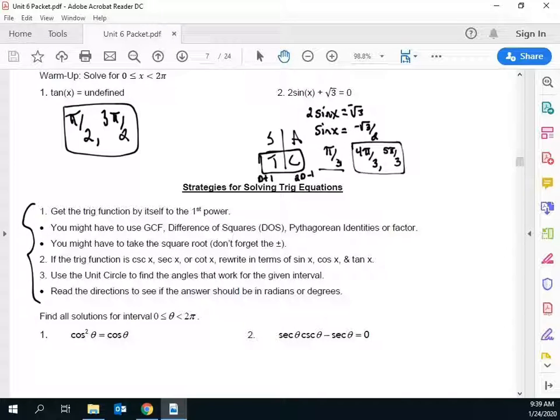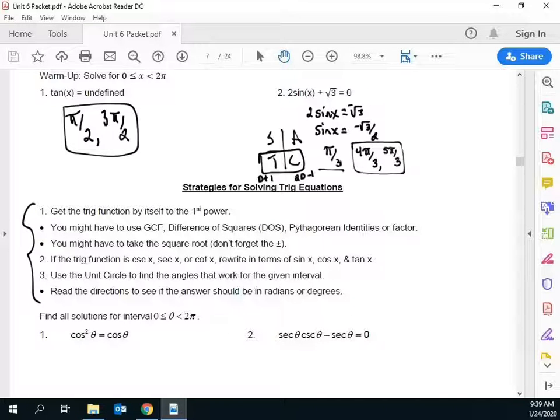So it says strategies for solving trig equations. First thing is get the trig function by itself to the first power. We've been doing that all morning. For the past 40 minutes, that's all you've been doing, is solving trig functions and getting it to the first power. If it's squared, you guys end up taking the square root. You might have to use GCF, so there's factoring involved, difference of squares, Pythagorean identities, we'll talk about that later, or just straight up factoring, which means we might be using the box method or whatever you use to factor trinomials. You might have to take the square root. Don't forget, if you take the square root, it's plus or minus.